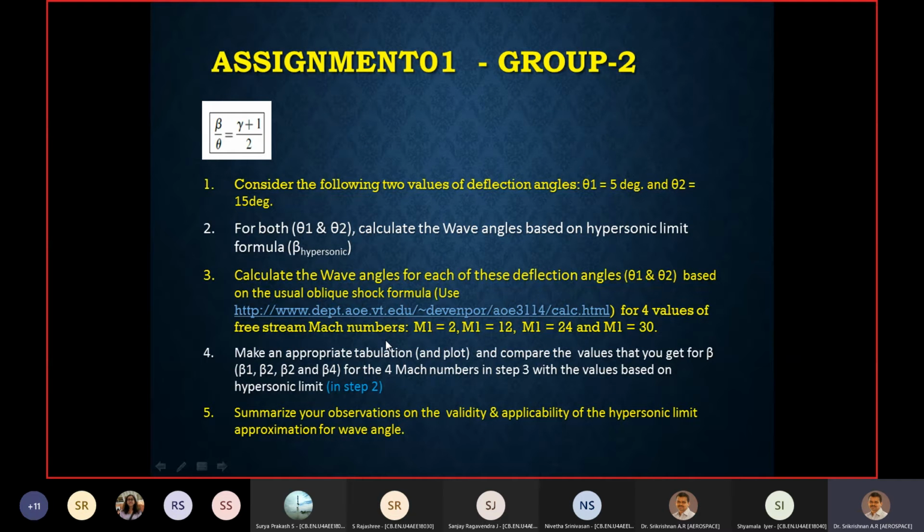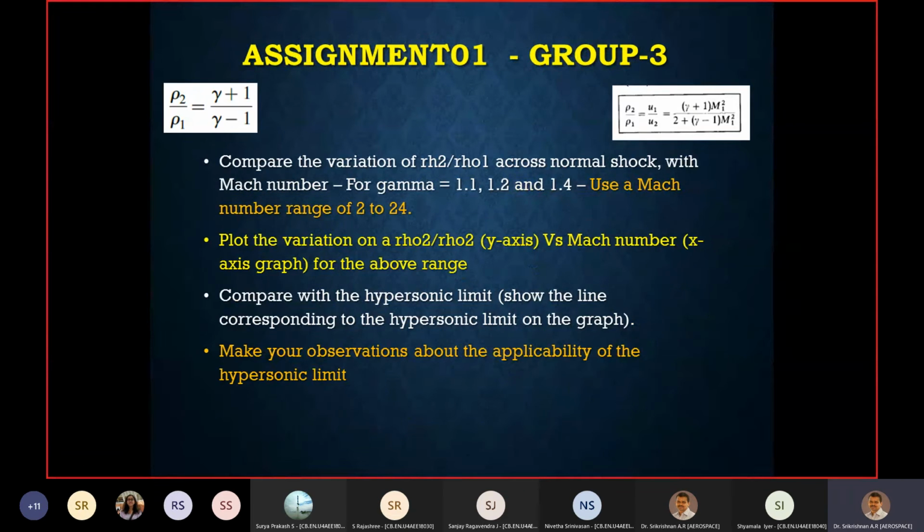But I would like you to present the results and explain your findings. That's about group 2. Is that clear? If you have any question, please ask. Group 2. No. Group 3.